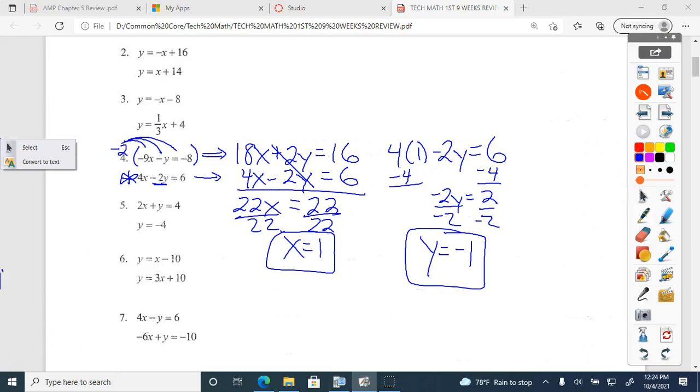All right, number 5. What do we want to do there? It's set up to do what? Plug in, which is aka substitution. I know y already. It's negative 4, and I just have to plug it in to get x.